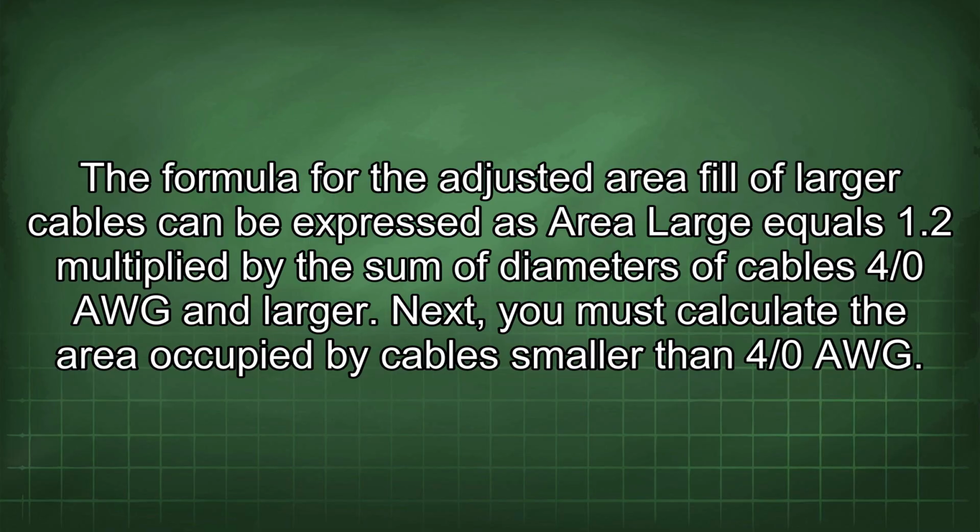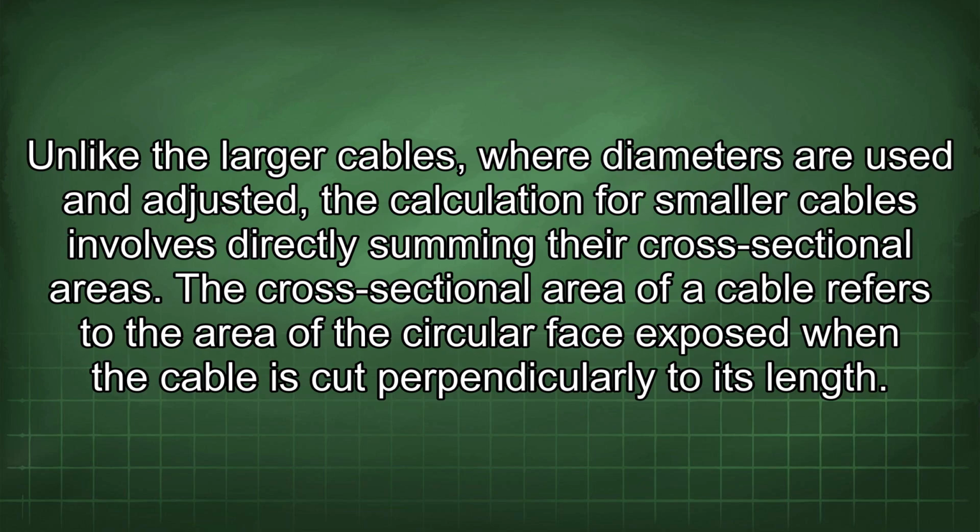Next, you must calculate the area occupied by cables smaller than 4/0 AWG. Unlike the larger cables, where diameters are used and adjusted, the calculation for smaller cables involves directly summing their cross-sectional areas. The cross-sectional area of a cable refers to the area of the circular face exposed when the cable is cut perpendicularly to its length.